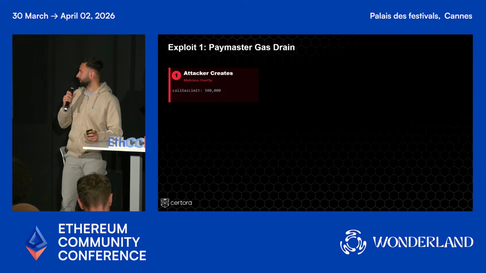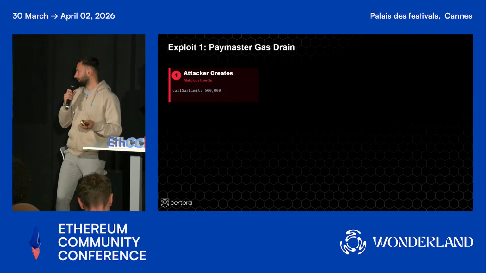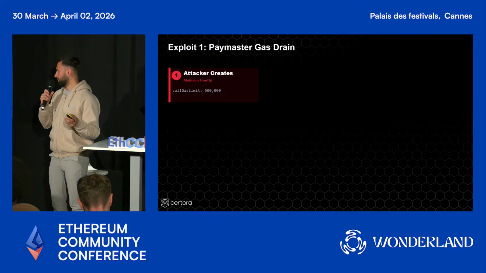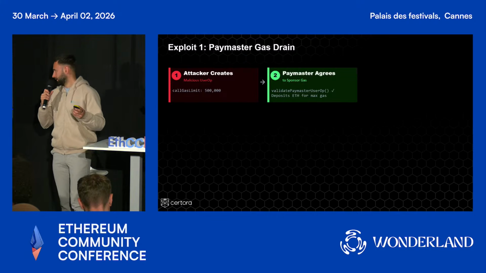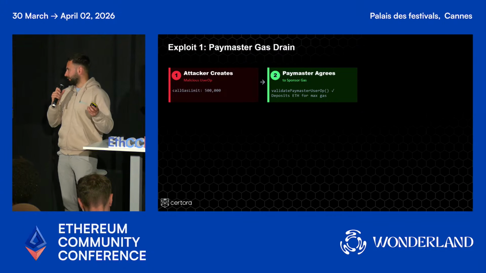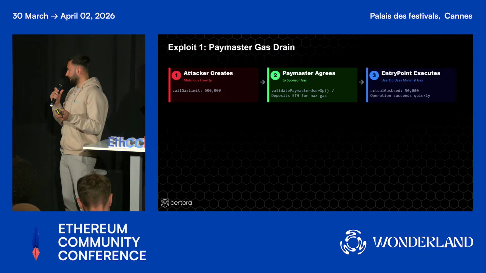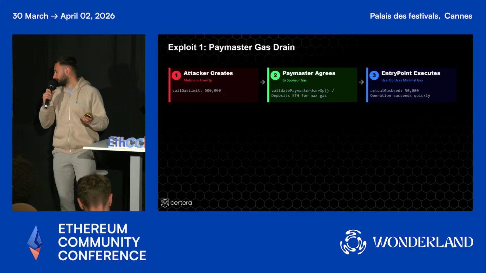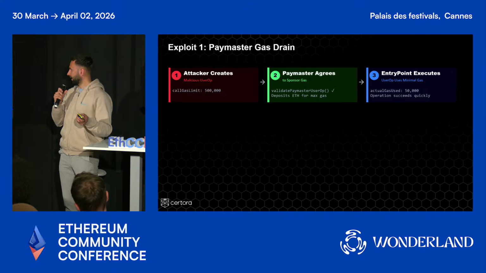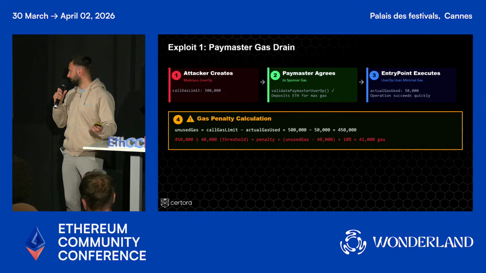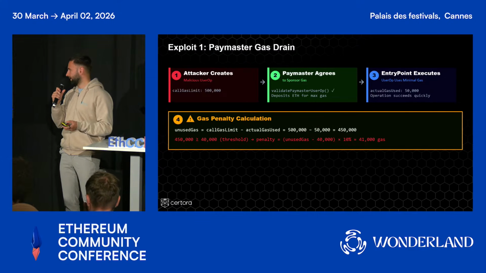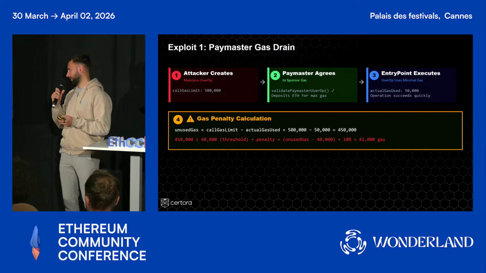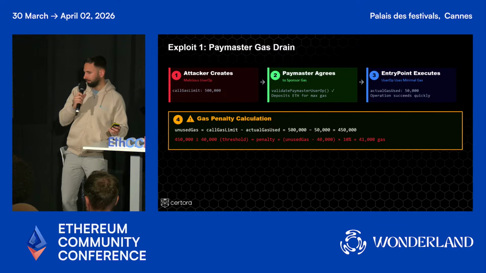So we have an attacker that creates a malicious UserOp. We will see why malicious later, but let's say the call gas limit set by the user is 500K. Then the paymaster agrees to sponsor it, because why not? The entry point executes, and the actual gas used is only 50K. So the entry point will say, okay, you asked for 500K, I used 50K. It means that the penalty will be on 450K, minus the 40K buffer, which is equal to 41K gas of penalty. And here, two problems.